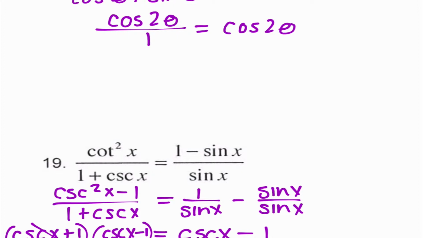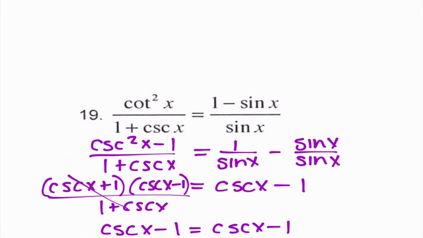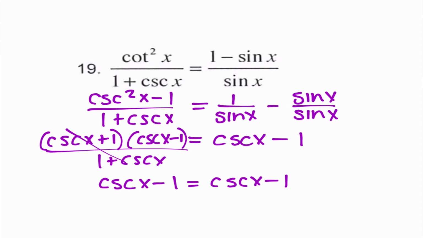The reason why I thought to do this is because I noticed that I have a 1 plus cosecant in the denominator, so I'm thinking somehow we can cancel some stuff out here. In fact, cosecant squared minus 1 is difference of squares, so I went ahead and factored that, and then I canceled out our like terms, and magically, I was left with cosecant minus 1.